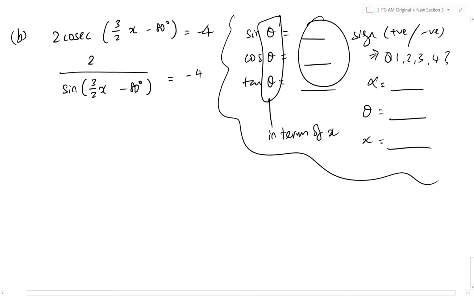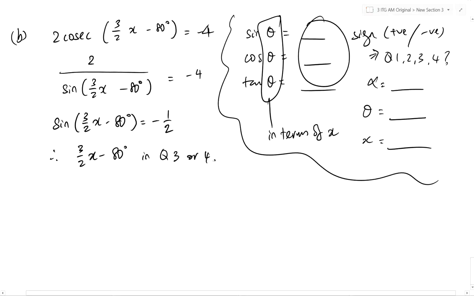So at the moment, I don't have it in the form sine theta. I have 1 over sine theta. So make sine theta the subject. Sine 3 over 2x minus 80 degrees is negative half. Now I have it in the form. I look at the sign, it is negative. So I know 3 over 2x minus 80 is in quadrant 3 or 4. Now I look at the range. x is between 0 and 360.